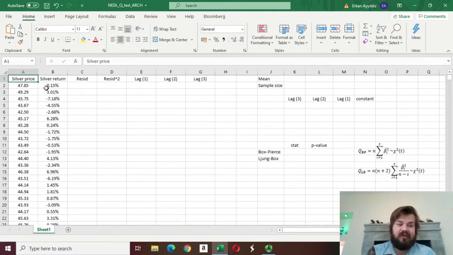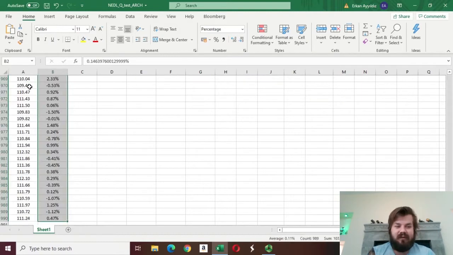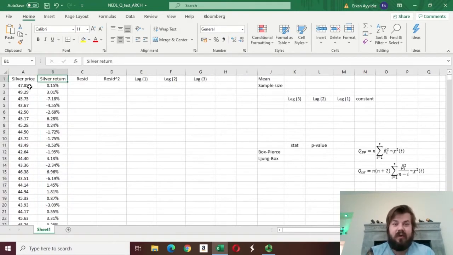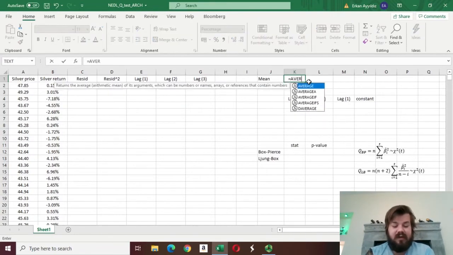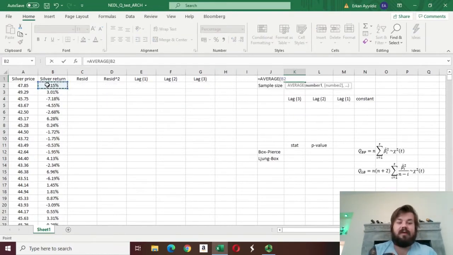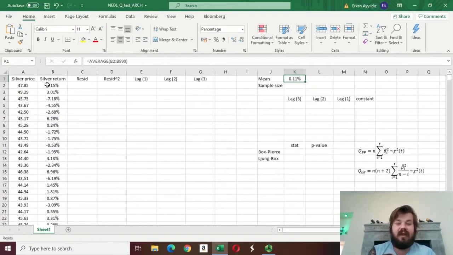Without further ado, just to do something different, we've got a data set on daily silver prices and silver returns, and we've got around 1,000 data points. Today we're going to apply the Ljung-Box and Box-Pierce Q-tests to detect whether there is ARCH heteroskedasticity in silver returns. To start with, we just have to calculate the average return so that we can then calculate residuals and squared residuals. So we just calculate the average daily return, and we get 0.11%.